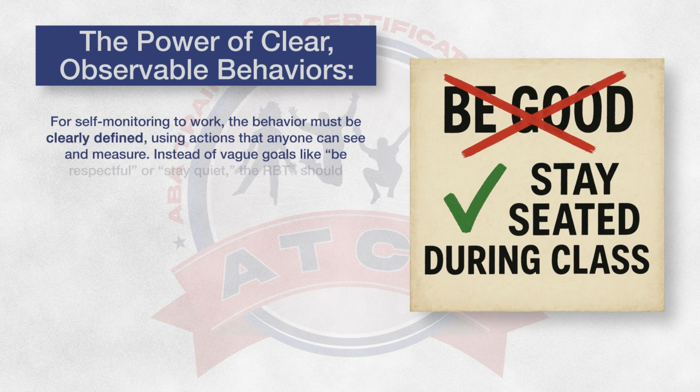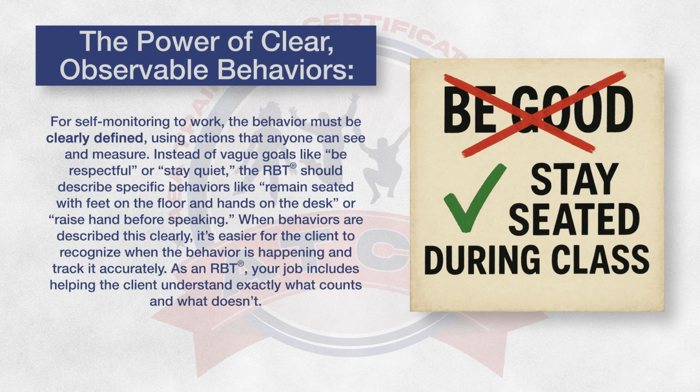The power of clear, observable behaviors. For self-monitoring to work, the behavior must be clearly defined, using actions that anyone can see and measure. Instead of vague goals like be respectful or stay quiet, the RBT should describe specific behaviors like remain seated with feet on the floor and hands on the desk, or raise hand before speaking.